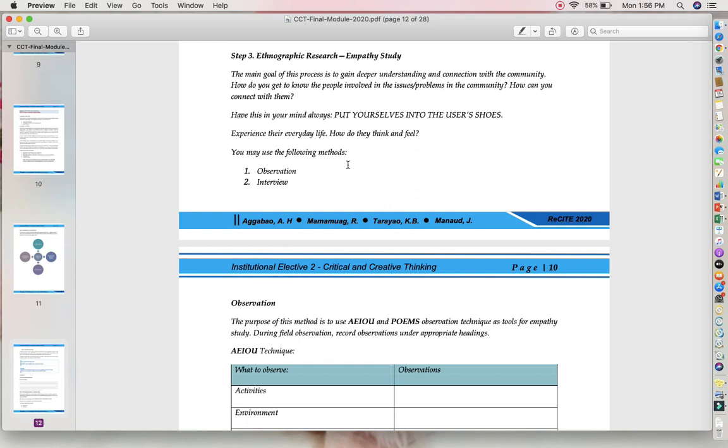If it is not safe, because you need to interview people around the community, you just have to focus on problems inside your house. Just to be safe. You may use the following methods: number 1, observation, and number 2, interview.